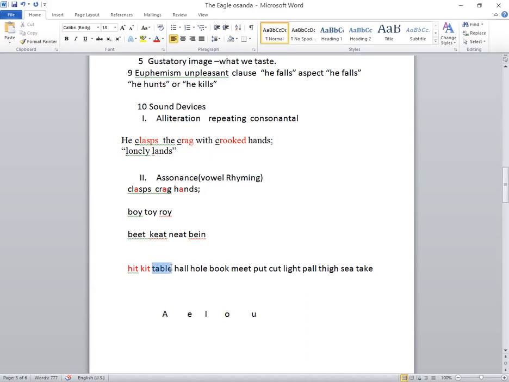Now look for a partner for this table. Table, take. What is the vowel letter? A. Sound?